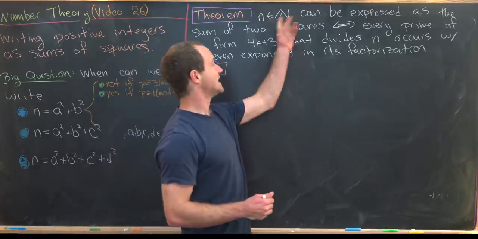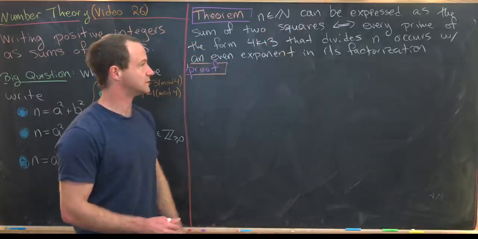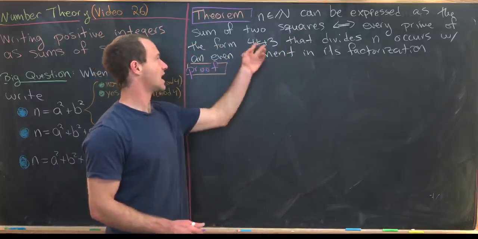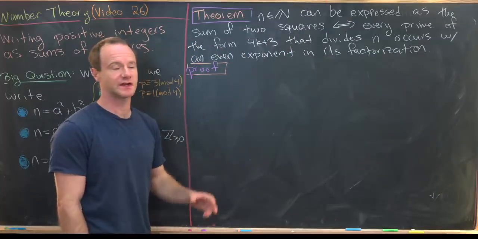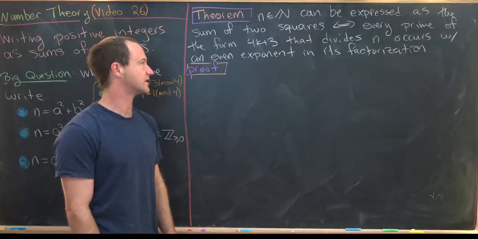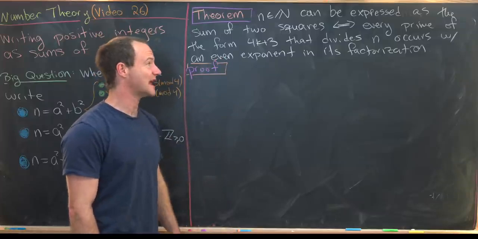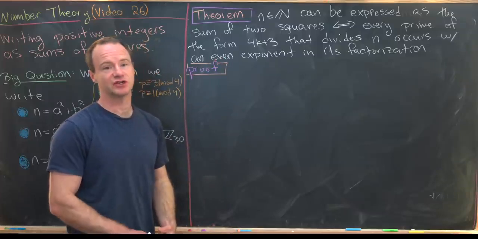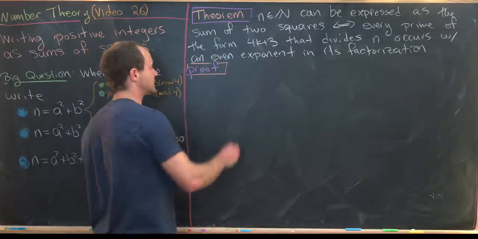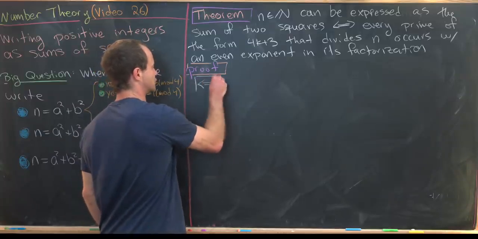So in fact, n can be expressed as the sum of two squares if and only if every prime of the form 4k plus 3, so every prime that's congruent to 3 mod 4 that divides n, occurs with an even exponent in the factorization of n. Okay, so let's maybe do this reverse direction.